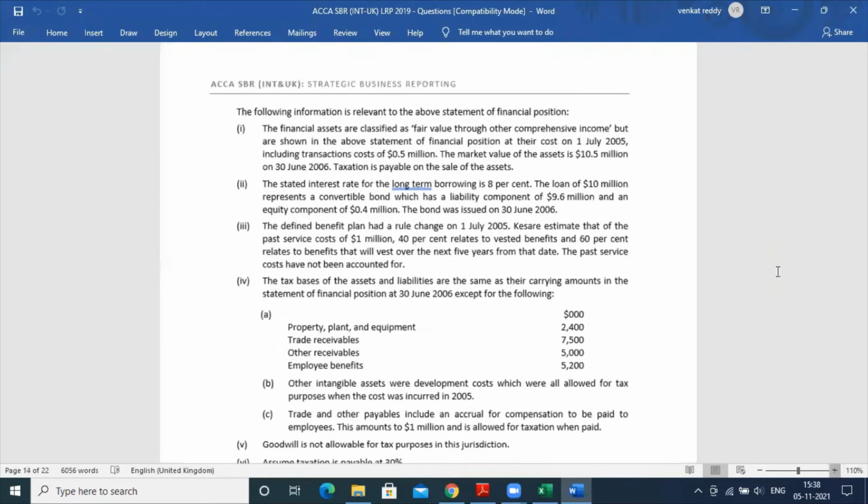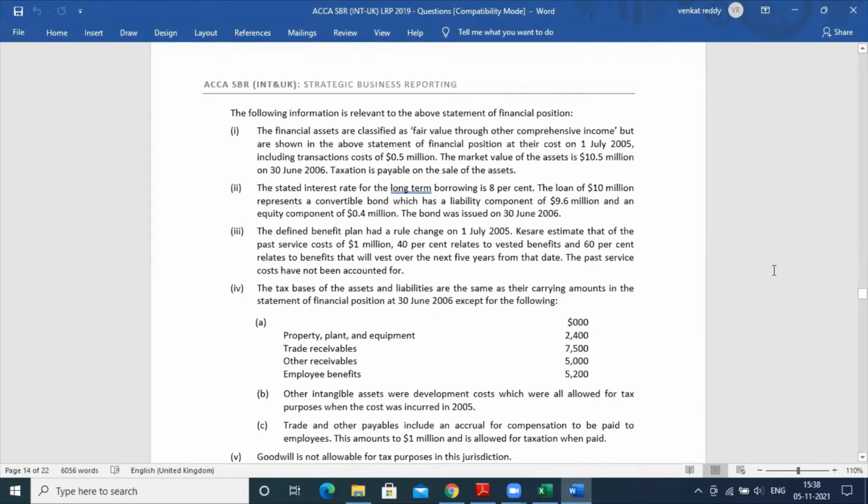Now, if you see the first adjustment, the financial assets are classified as fair value through other comprehensive income, but are shown in the above statement of financial position at their cost on 1st July 2005, including the transaction cost of 0.5 million. The market value of the asset is 10.5 million on 30th June 2006, and taxation is payable on sale of assets. So I hope you might recollect this when we were discussing financial instruments, especially when it is relating to the financial asset.